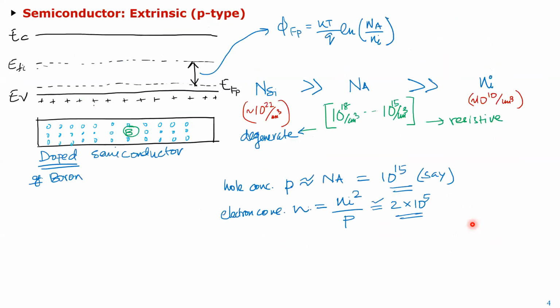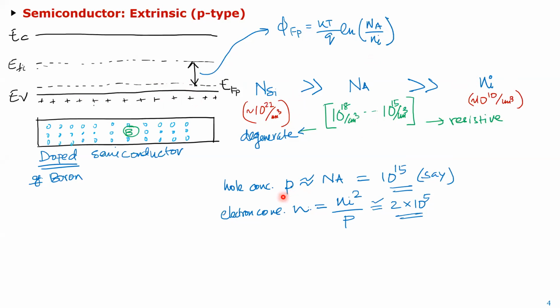For the P type, it's exactly the opposite. You find a dopant which has one less electron in the valence band, so basically gives you a hole. And if you dope it, then your Fermi level actually goes closer to the valence band, because for holes you need to be in the valence band. And the Fermi potential, again, the same thing, except this order is reversed. And again, the same principle here. When you dope it, you want to be much higher than the intrinsic concentration, but much lower than the number of silicon atoms in that particular crystal.